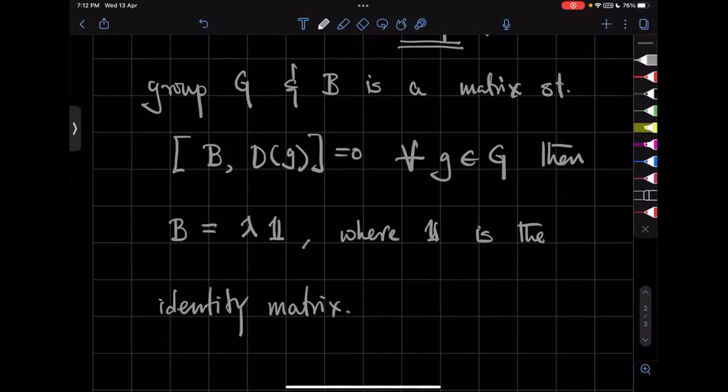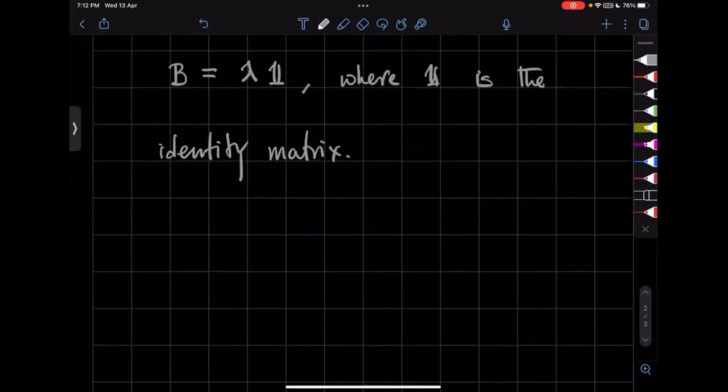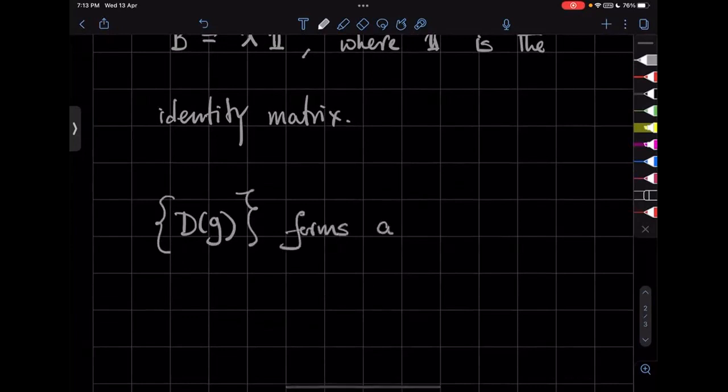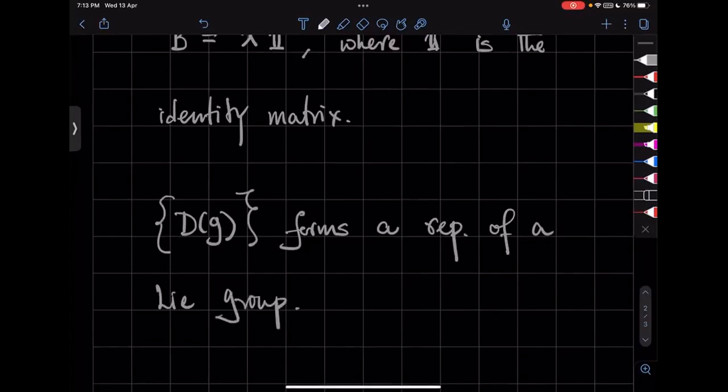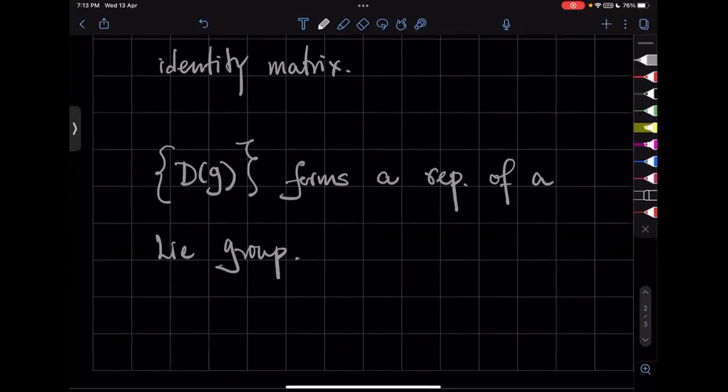Okay, so this is a very important theorem. Let me remind you what an irreducible representation is. Suppose that this set D of G forms a representation of a Lie group. I mean, this theorem is also valid for finite groups, but we are principally interested in Lie groups.